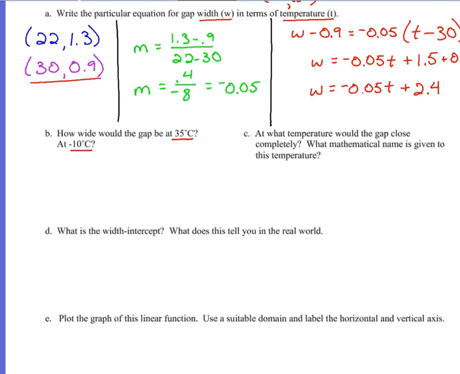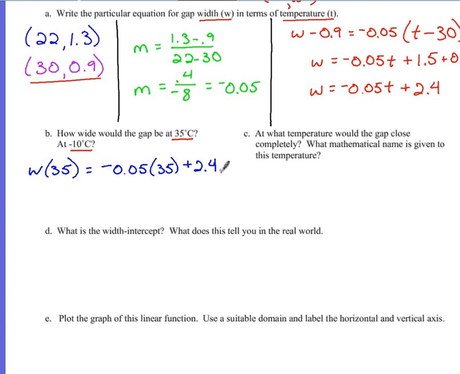We could go back to our equation up here that we just found, substitute 35 in for t, then substitute negative 10 in for t. That would give us those widths that we're looking for. So if I do that substitution, let me start with 35. Since I'm looking at this in the context of a function, I'm going to say w, and to show what I'm plugging in, I'm going to say w of 35. When 35 gets plugged in to this equation, we've got negative 0.05 times 35 plus 2.4.